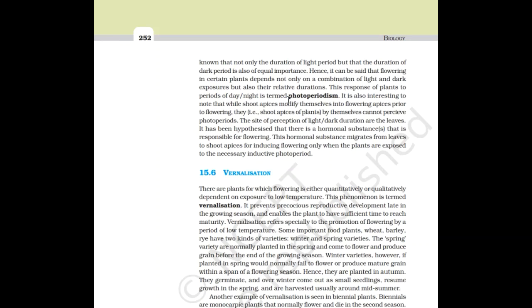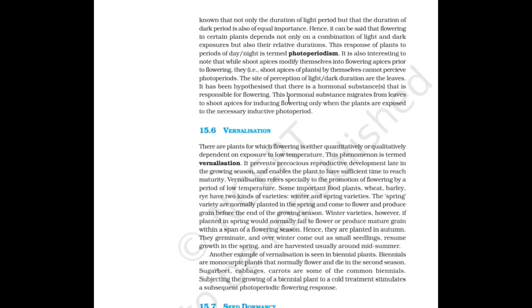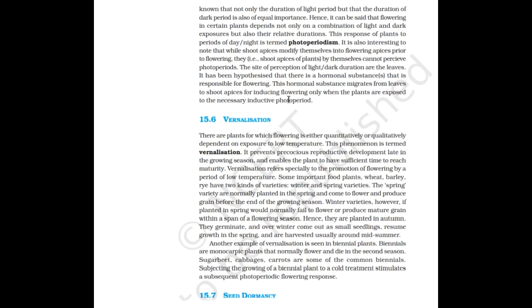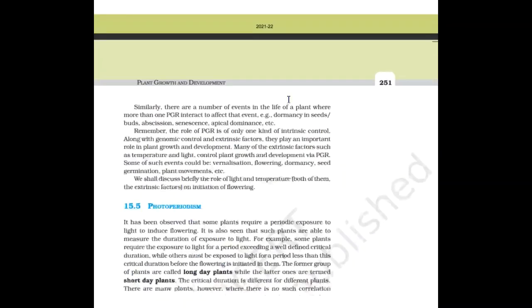It is also interesting to note that while shoot apices modify themselves into flowering apices prior to flowering, the shoot apices of plants by themselves cannot perceive photoperiods. The site of perception of light and dark duration is the leaves. It has been hypothesized that there is a hormonal substance that is responsible for flowering. The hormonal substance migrates from leaves to shoot apices for inducing flowering only when the plants are exposed to the necessary inductive photoperiod. Let us see the figure.